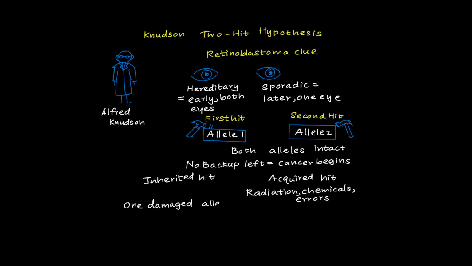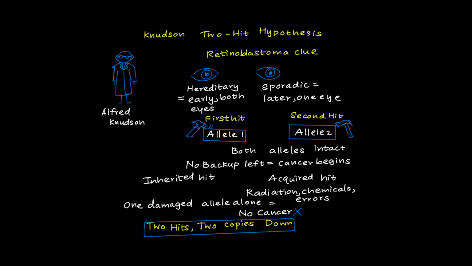Here's an exam tip for you. Remember Knudson as two hits, two copies down. Both alleles have to fail before cancer starts. Two hits means two copies knocked out. Two copies out, cancer on.